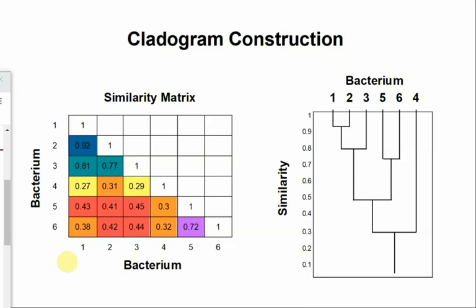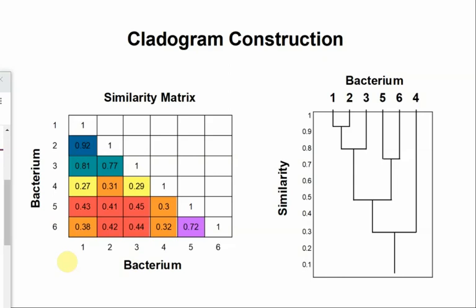Well, the basic idea is that you want to group together species that are closest phenotypically. So here, species 1 and species 2 have a similarity index of 0.92. 1 is totally identical, 0 is totally different. And these are the two closest species, so you put them together in a group like this.